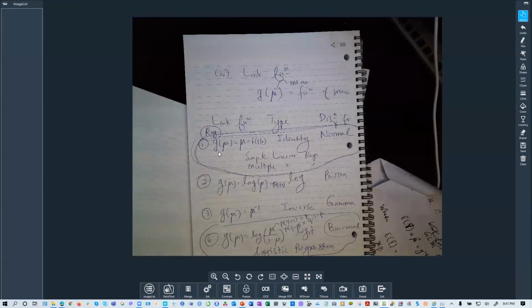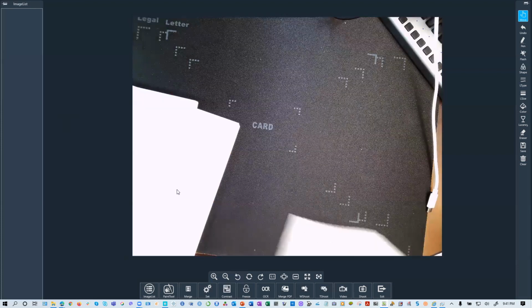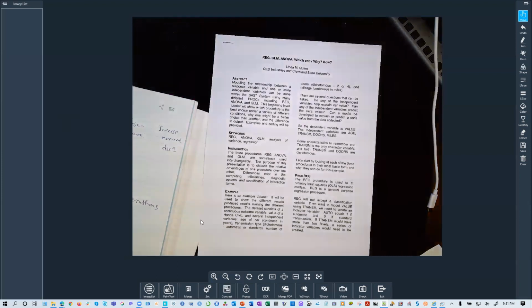So that's a GLM actually, mainly the easy way to handle that data. That will come from the link function. You don't have to worry about this one, so you can tackle that. I have a nice article about this one: regression, GLM, ANOVA, which one and why and how.